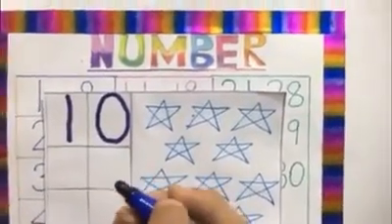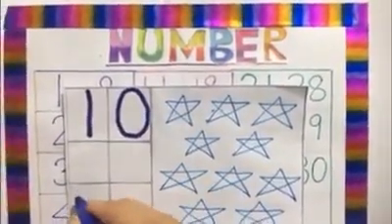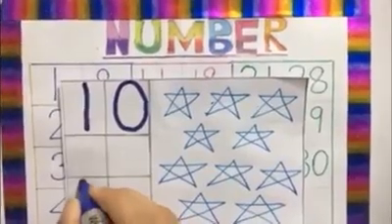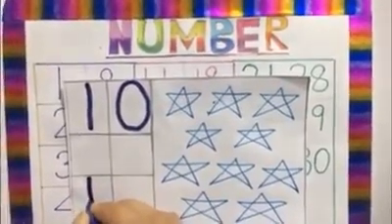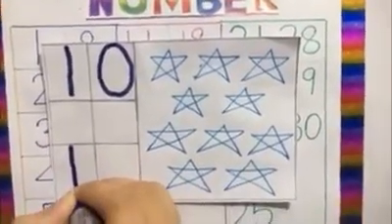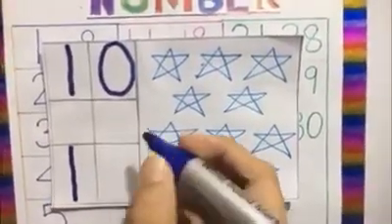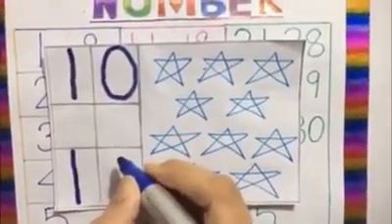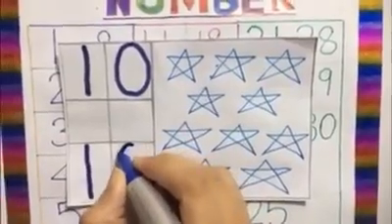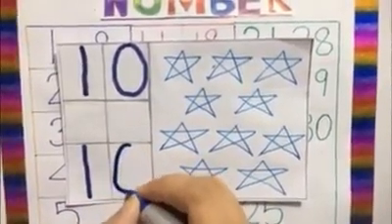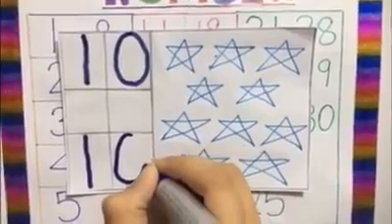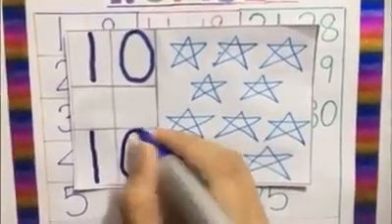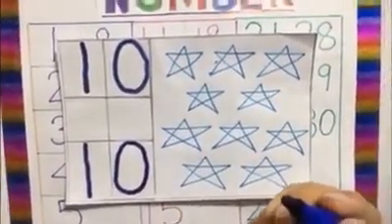Let's make another one. Start at the top and make a standing line to the bottom. Start at the top and make a circle all the way around. This is 10.